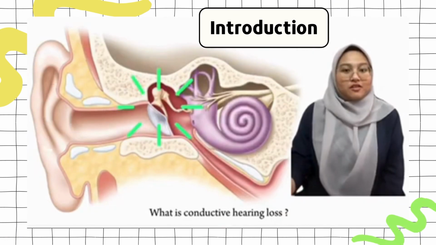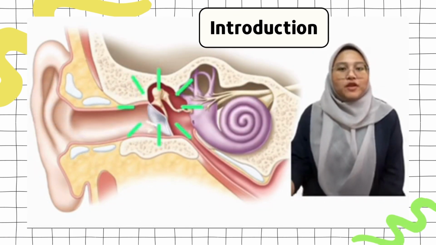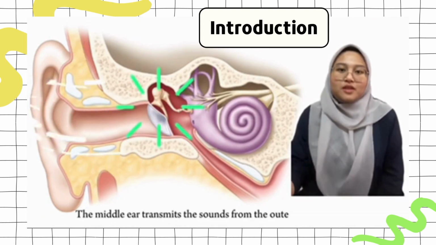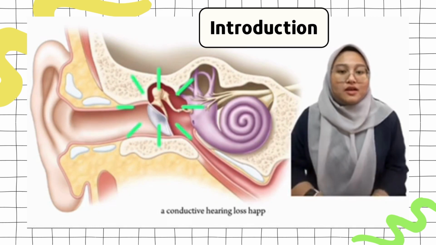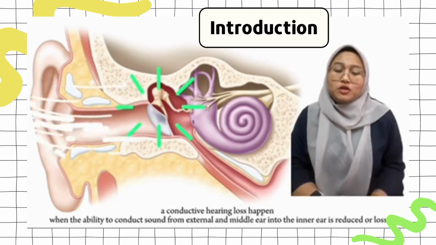What is conductive hearing loss? The outer ear is the external part of the ear. It conducts sound waves and directs them into the ear through the ear canal. The middle ear transmits the sounds from the outer ear to the inner ear. A conductive hearing loss happens when the ability to conduct sound from the external and middle ear into the inner ear is reduced or lost.